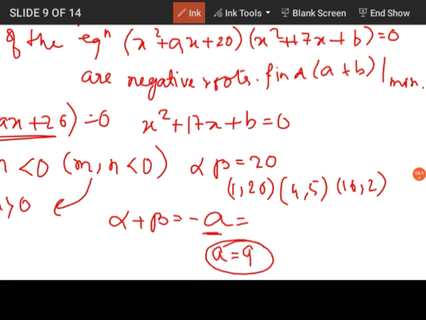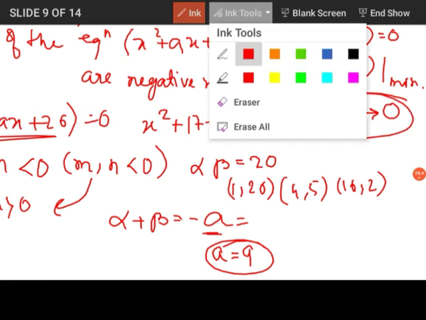Now some of you may have questions: if we are asked to find the minimum value of a plus b, then why should a and b each be minimum? Some of you may have this doubt. To clear it, if we add two small quantities, then the result will also be small. I hope that you understand this.